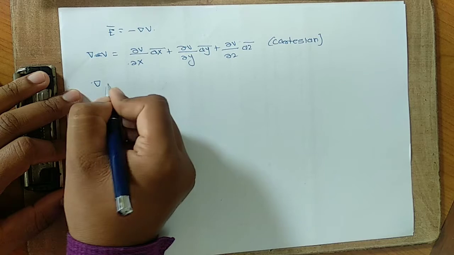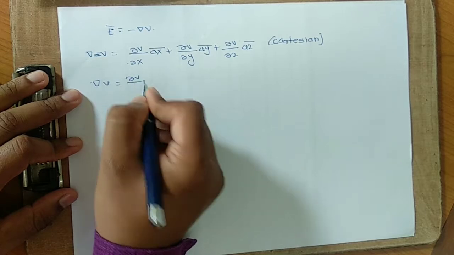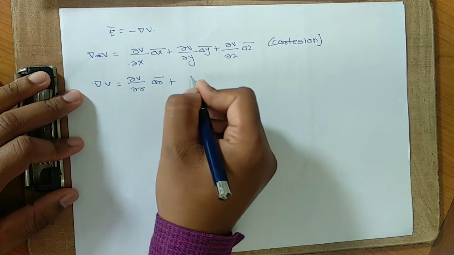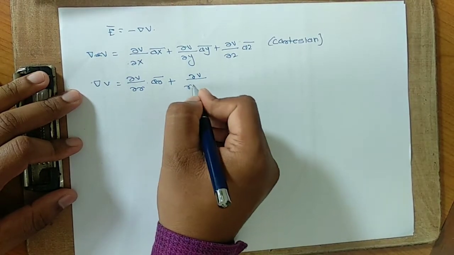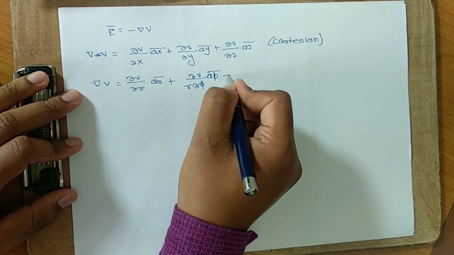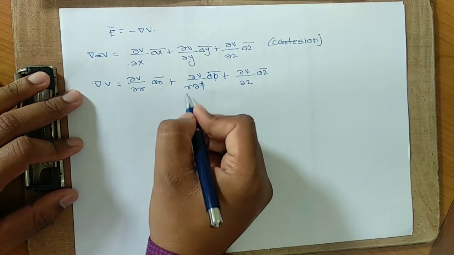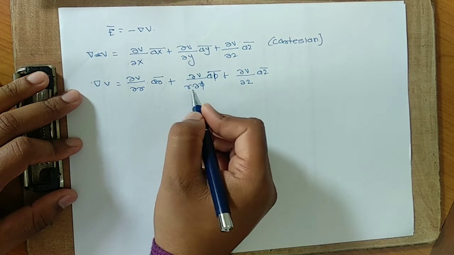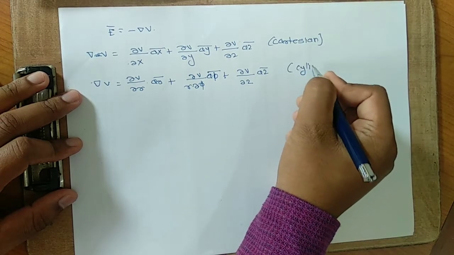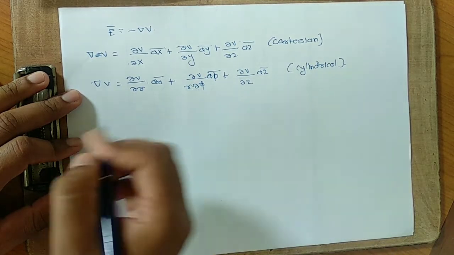Next is del V in the cylindrical coordinate system. So it is ∂V/∂r ar bar, plus (1/r) ∂V/∂φ φ bar, plus ∂V/∂z az bar. Only one component changes, that is the radius. We have added here 1 by r, nothing different. So r, φ, z, that is the cylindrical coordinate system. See the difference, I have just added this 1 by r.